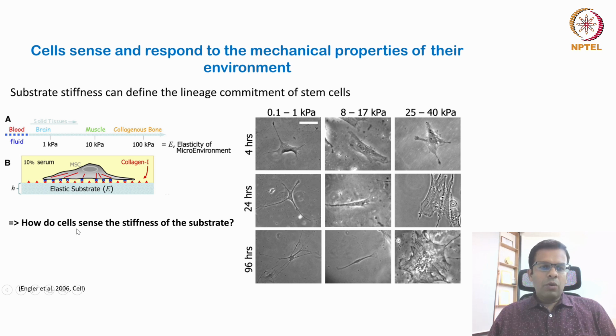And so how do the cells sense the stiffness of the substrate? You can see, if you put the cells on the proper substrate only, then only it can grow and multiply. If the substrate stiffness is not correct, then cells may not grow. So how do the cells sense the stiffness of the substrate, and how can you measure that this stiffness is required for these particular cells?